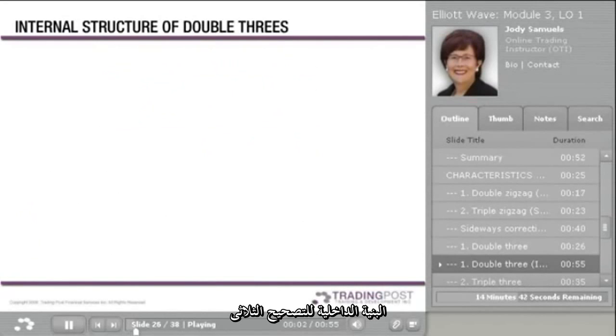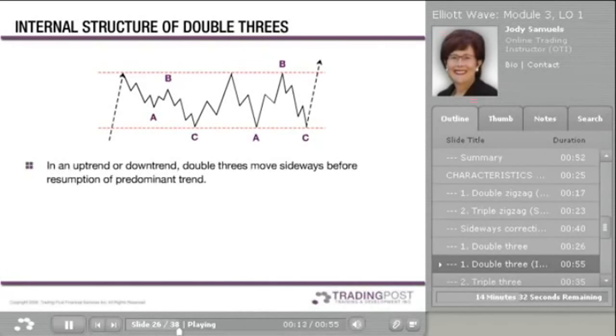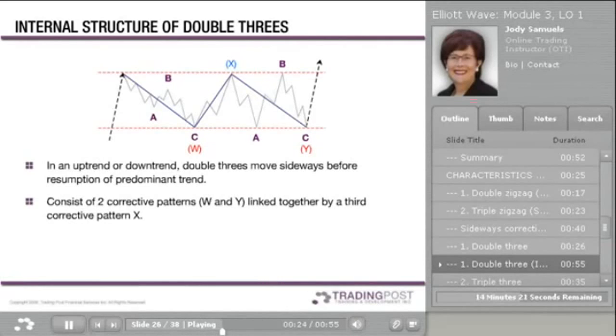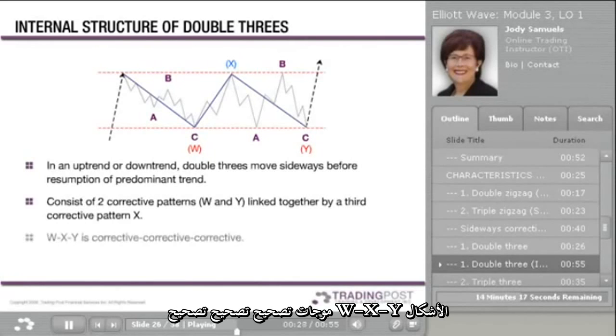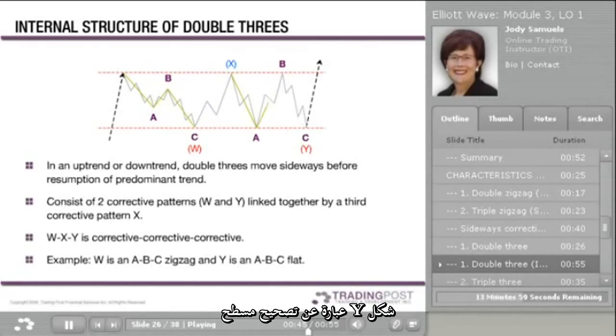The internal structure of double threes. In an uptrend or downtrend, double threes move sideways before resumption of the predominant trend. It consists of two corrective patterns, W and Y, linked together by a third corrective pattern X. The WXY is corrective, corrective, corrective, where W unfolds in three waves, X unfolds in three waves, and Y unfolds in three waves. In this example, W is an ABC zigzag and Y is an ABC flat. The X link or connector is an ABC zigzag.